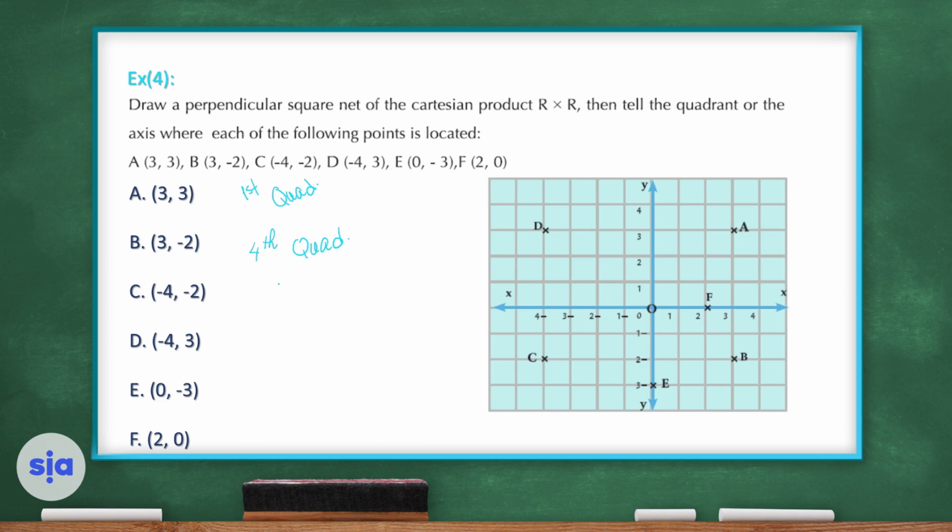Point C, x is negative where y is negative. So for sure, yes, you're right, it's there in the third quadrant. Point D, where x is -4 and y is positive 3. So x is negative where y is positive. So it's there in the second quadrant. Excellent.